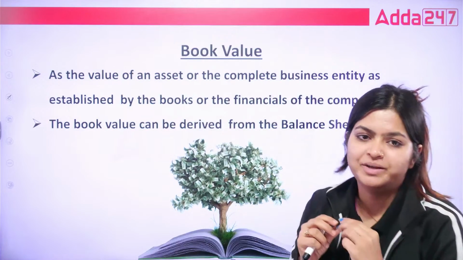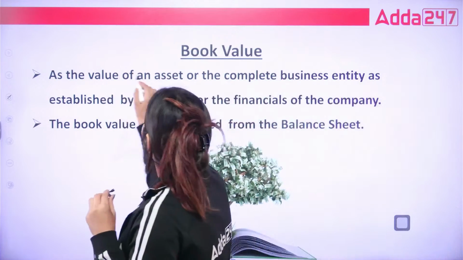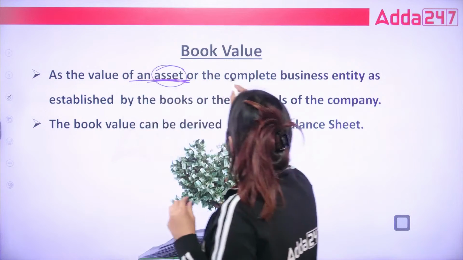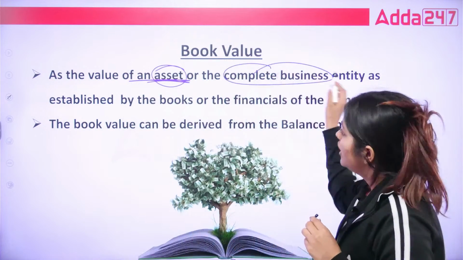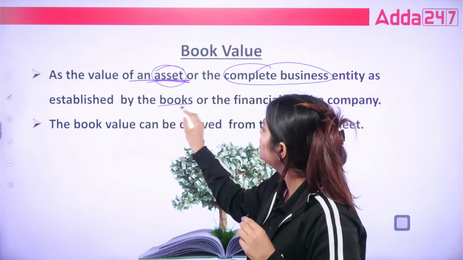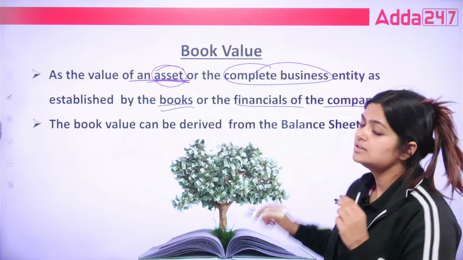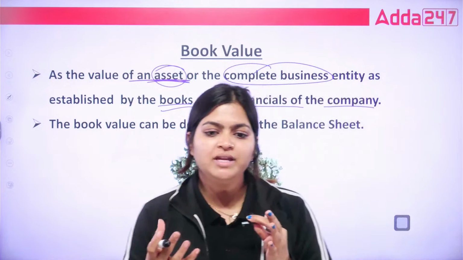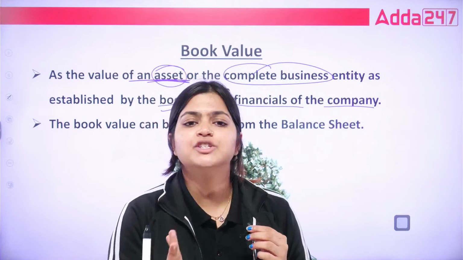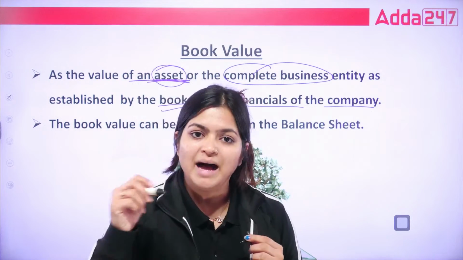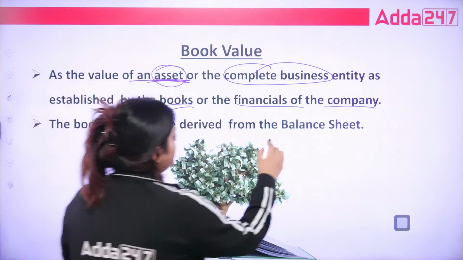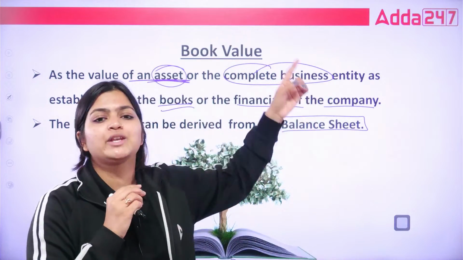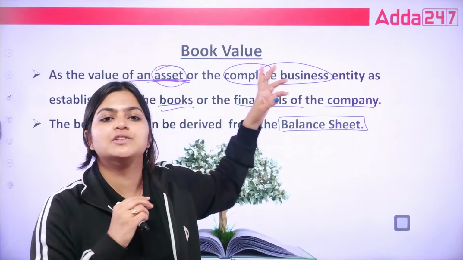Now, book value means what? See, book value is a valuation of an asset or the complete business of an entity as published by the books or the financials of the company. How are you valuing the company? By checking the book. Which book are companies maintaining? The balance sheet. So when you are valuing the company from the balance sheet, that is the book value you are using.